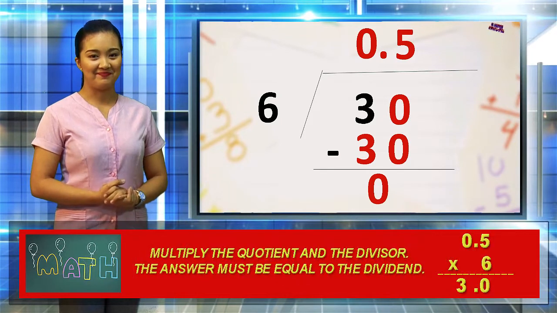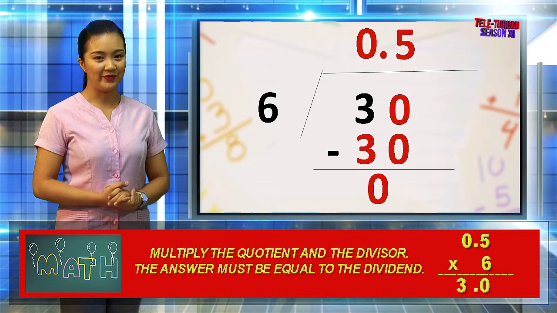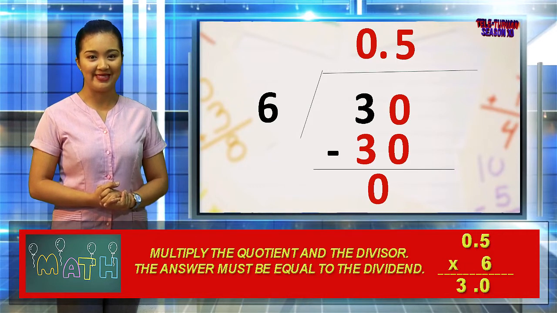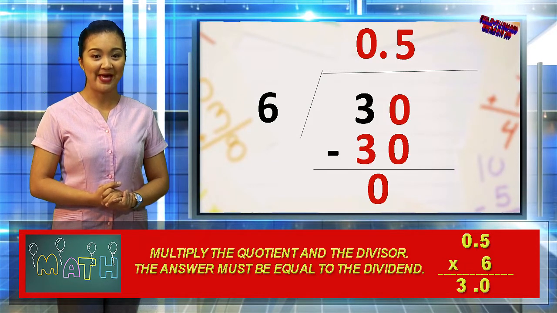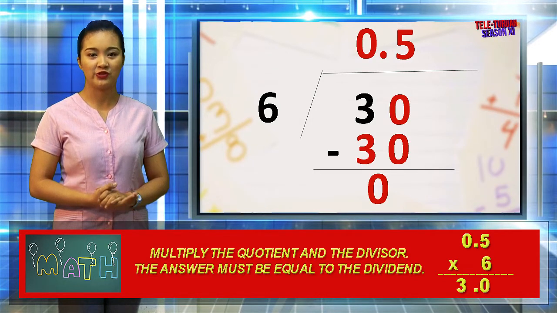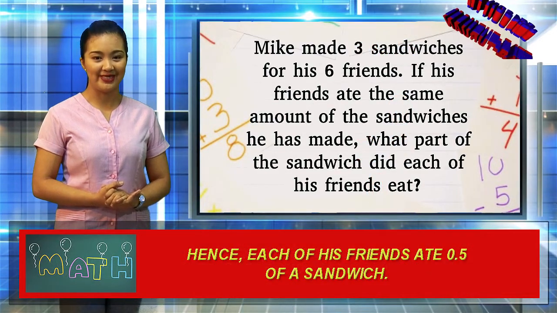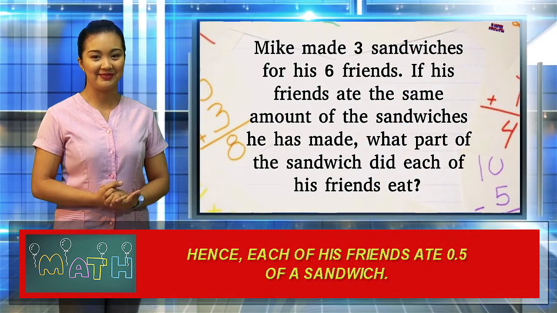For the last step, let us check. Multiply the quotient and the divisor. The answer must be equal to the dividend. 6 times 5 tenths is equal to 3. Our dividend is 3, so our answer is correct. Hence, each of his friends ate 5 tenths of the sandwich.